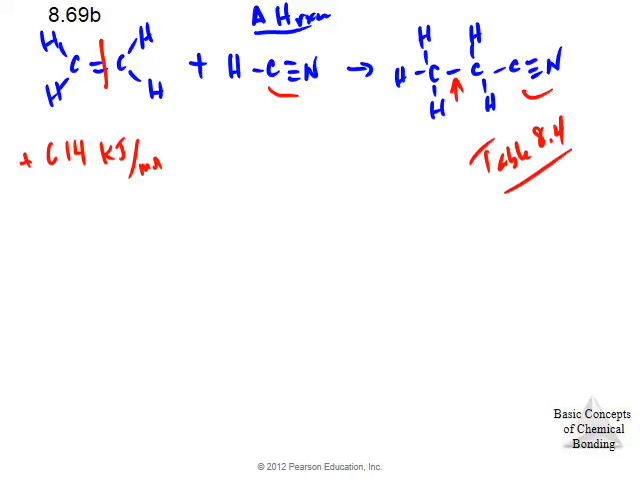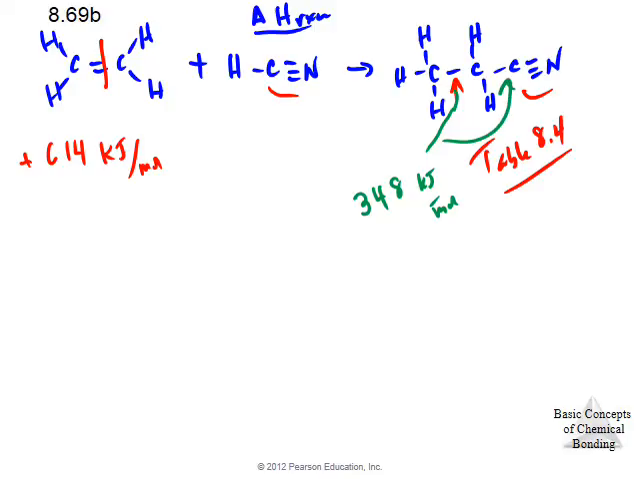Okay, now I have the CC bond energy. I need to make that CC single bond, and the CC single bond involves 348 kilojoule per mole. Now keep in mind there are two such CC bonds. This is one of them, this is the second one.